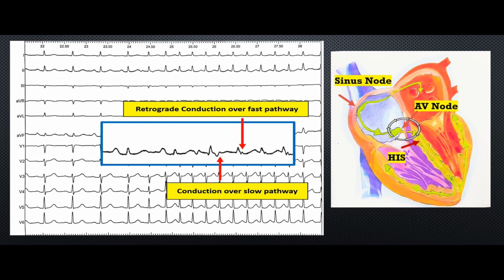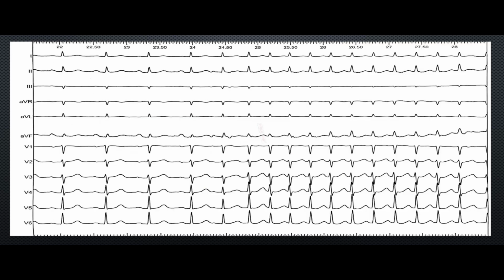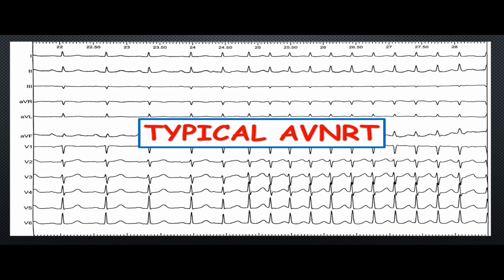So this was conduction over the slow pathway followed by a retrograde conduction of the fast pathway, and whenever this happens, it produces a circuit, and this is the re-entrant circuit of an AVNRT. So this is a case of an AVNRT, and more specifically a typical AVNRT, which means that the antegrade conduction goes over the slow pathway and the retrograde conduction goes over the fast pathway, and this then continues to go on and becomes the re-entrant circuit of a typical AVNRT.